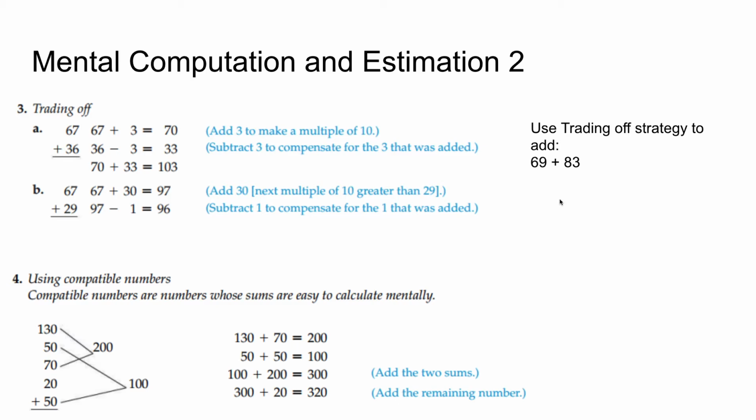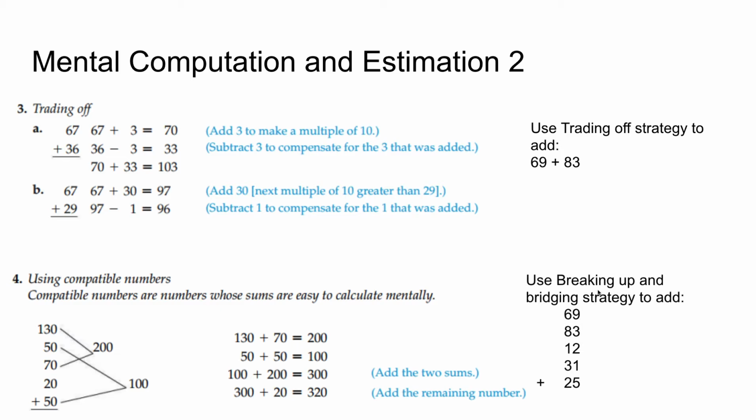Okay, you can also do the trading off. Let's practice. Pause the video and think about how you can use a trading off strategy here. Okay, you can do it differently, but what I want to do is 67 is very close to 70, so I'm going to add 1 to this one and subtract 1 from here. So that's 70 plus 82. 70 plus 82, 152, right?